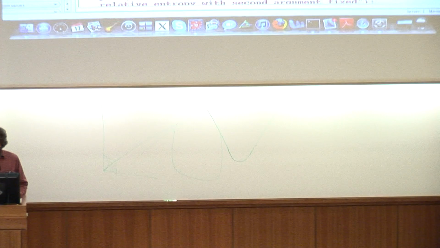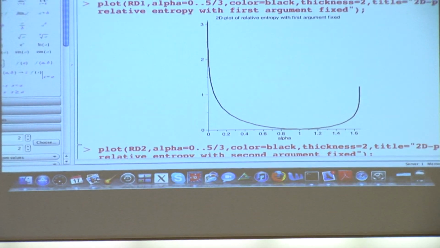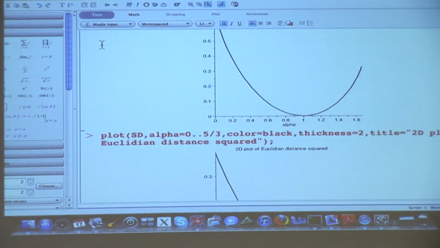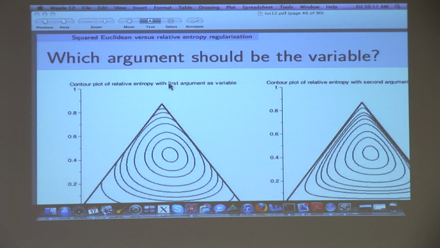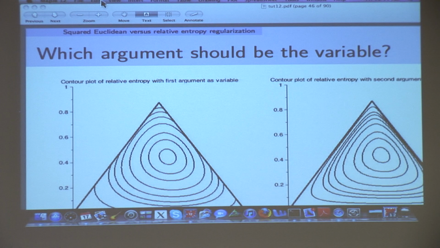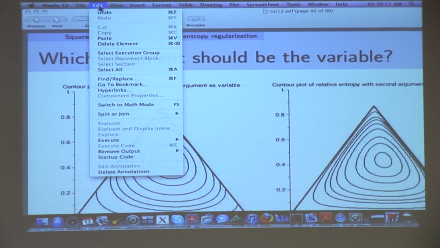See, it goes towards infinity at the boundary. OK, and Euclidean distance squared is down here. It's perfectly parabolic, as you will see in a moment.